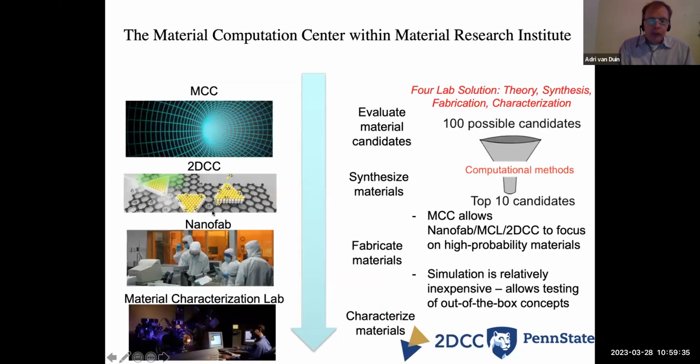Another role, apart from my research group, that I play at Penn State is I'm the director of the Materials Computation Center. That is one of the 4 laboratories within the Materials Research Institute at Penn State. And that is arguably one of the highest ranked materials institutes in the United States at this moment in time. And within MCC we try to really integrate computational chemical tools more actively with experimental operations.